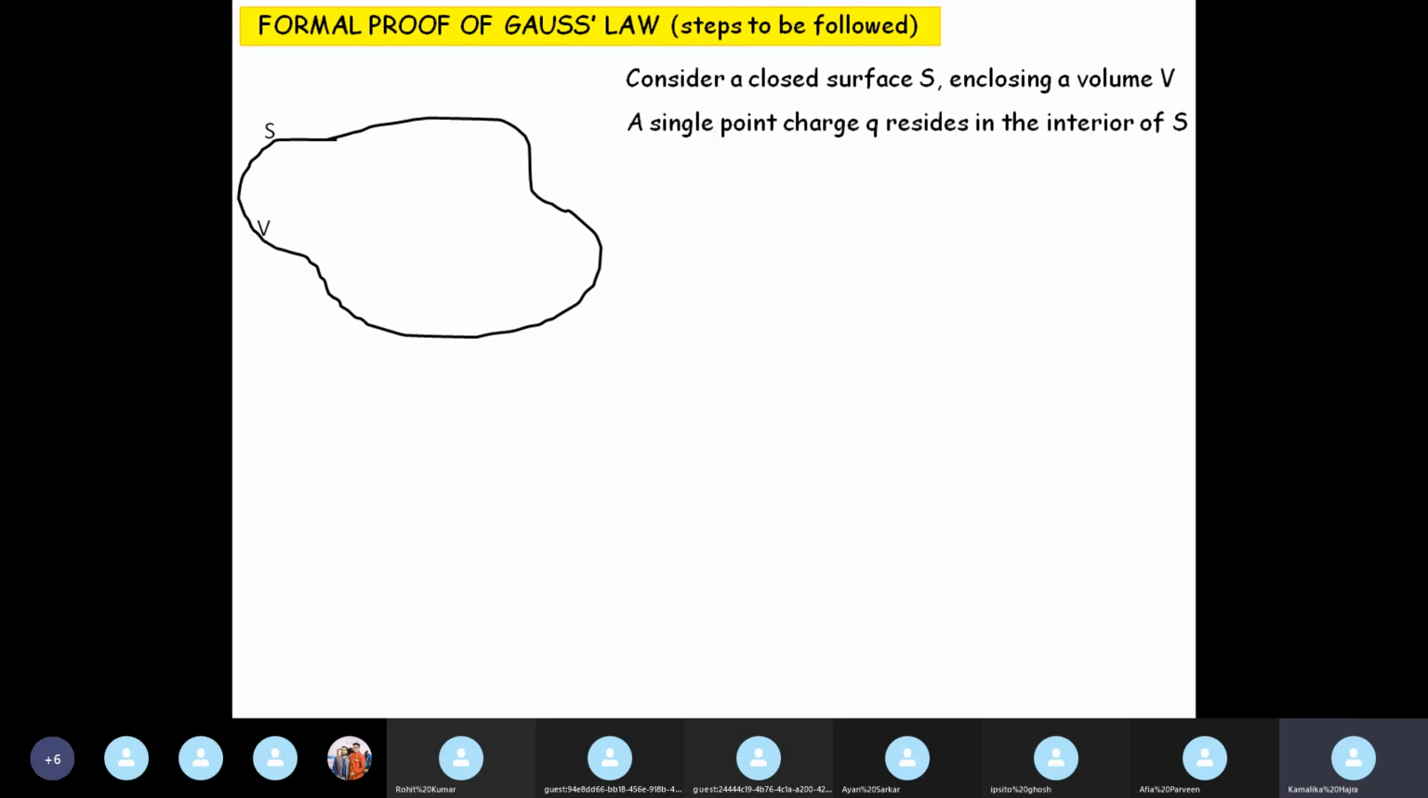Now, we have a single point charge Q which resides in the interior of S. A single point charge Q is there inside this surface. Let us consider an elemental area, very small, infinitesimal area ds on the surface S at a distance r from Q. So this is an elemental area ds. The green arrow shows you the normal to the surface, so that gives you the direction of the area, and it is placed at a distance r from Q.